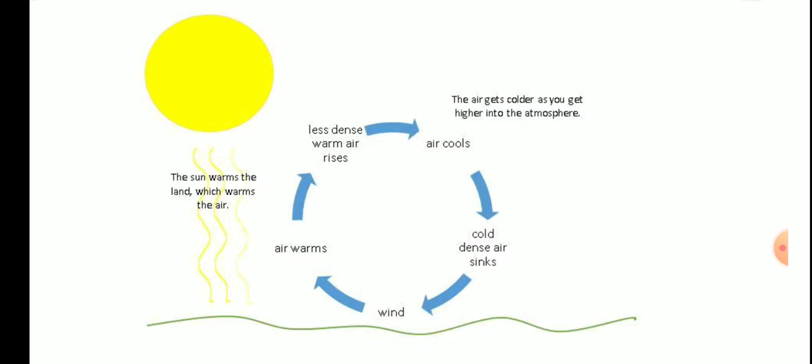Then we discussed this diagram: the sun warms the land, which warms the air. The warm air is lighter in weight, so it rises up, and up in the atmosphere the temperature is cool, because at high altitude the temperature is less. So, the air cools and the cold dense air sinks. And this is the process of flow of the wind. So, this was what we discussed in the first video of Wind, Storms and Cyclones.